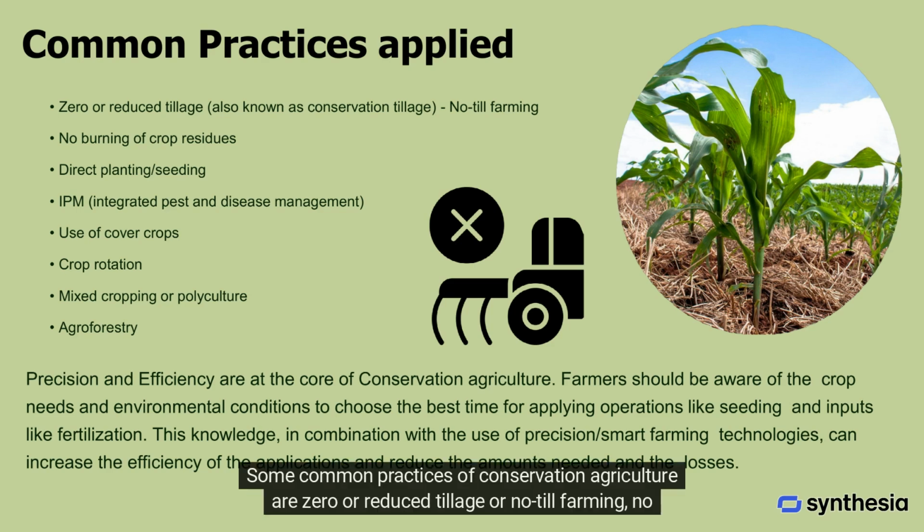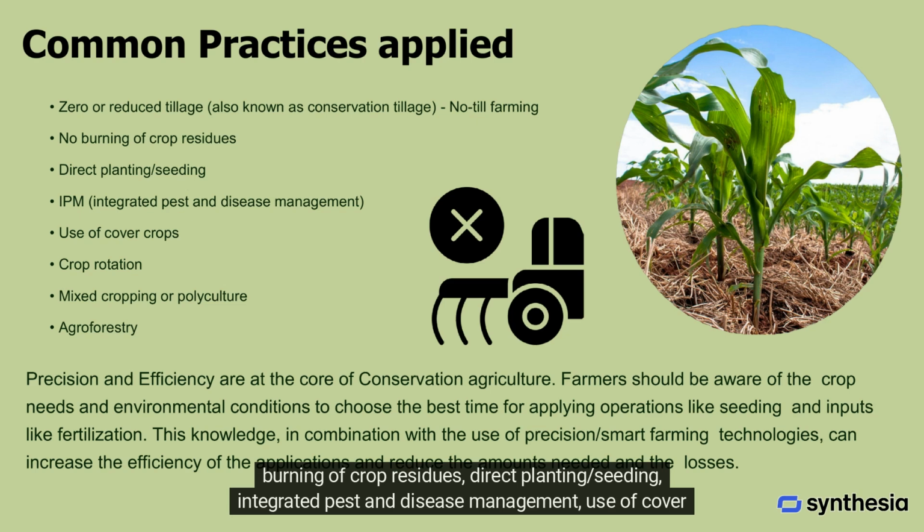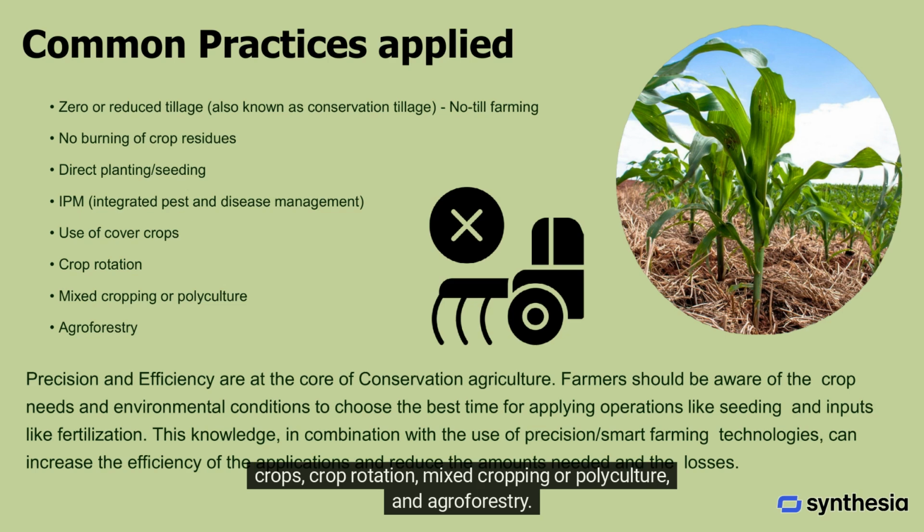Some common practices of conservation agriculture are zero or reduced tillage or no-till farming, no burning of crop residues, direct planting seeding, integrated pest and disease management, use of cover crops, crop rotation, mixed cropping or polyculture, and agroforestry.